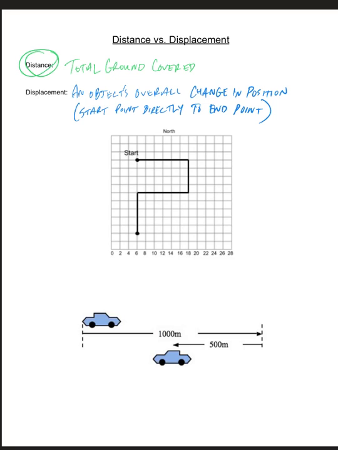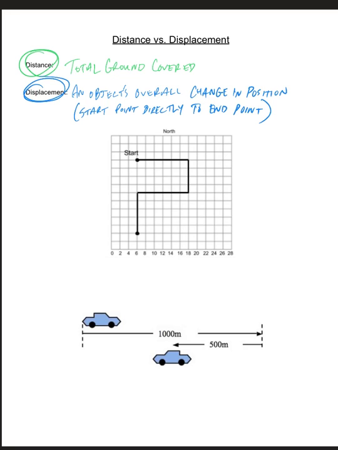Distance is the total ground covered by an object, and I'll be calculating everything's distance in these two graphics with green, versus displacement, which we've actually talked about when we were doing density, the first unit of the year, but displacement is an object's overall change in position. And basically we find that by going from the start point directly to the end point. So sometimes distance and displacement can be the same, but usually displacement is going to be shorter than the distance.